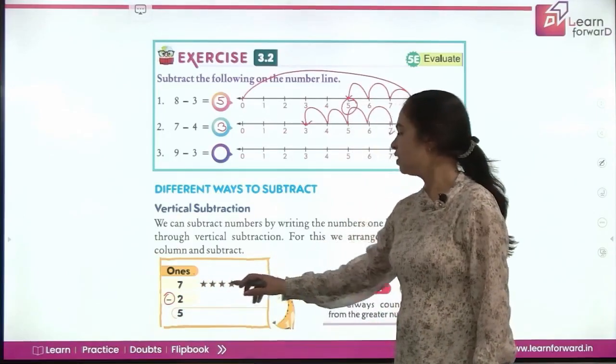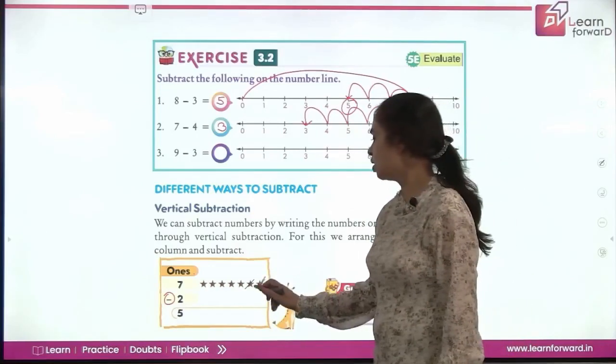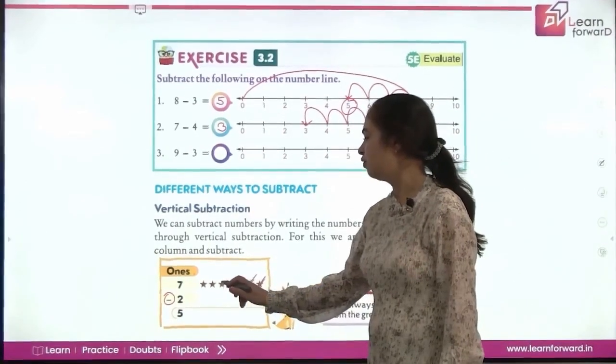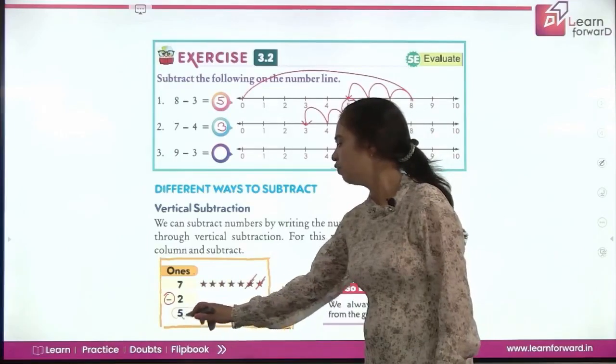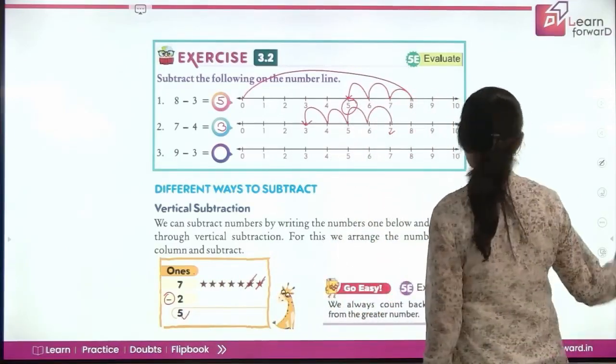So, we have 7 stars here and we are taking away 2. Let's cross out these 2. How many are left? 3, 4, 5. So, 5 is your answer. This is your vertical subtraction.